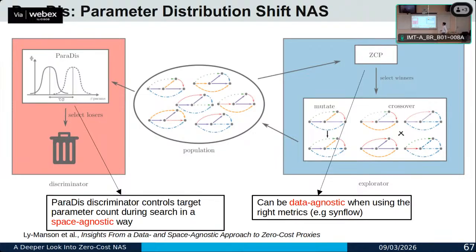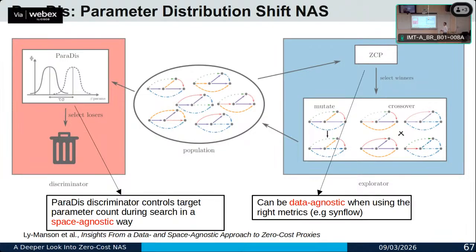Some things are quite important to observe about our framework. First of all, we designed the discriminator in such a way that it does not use any knowledge of the space. This discriminator idea was used before in other papers, but they always exploited some knowledge of the space, such as knowing the average parameter count or the standard deviation of the parameter count. We only used the population, so we remain agnostic in this regard.